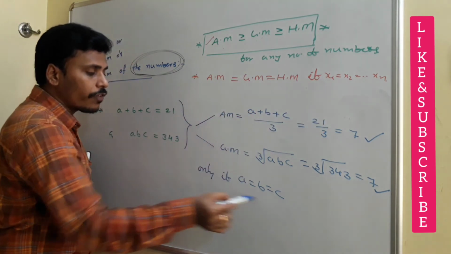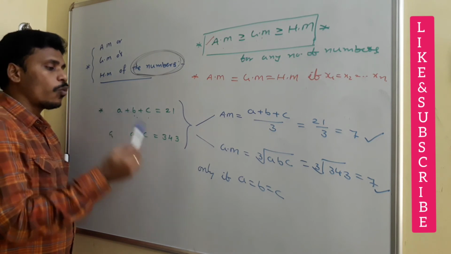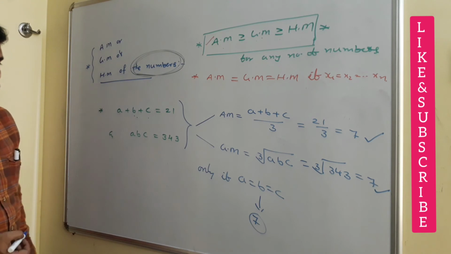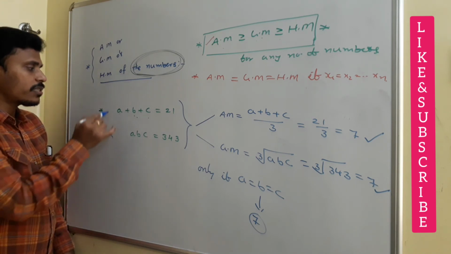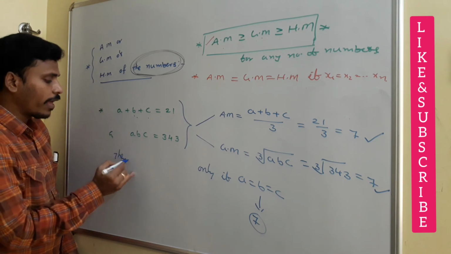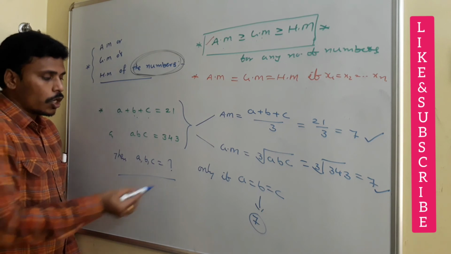Is it right? So if A equals B equals C, then by replacing A, B, C with A only, directly you can conclude that the value is 7. Each value is 7. Is it right? My question is, if A plus B plus C is 21 and ABC is 343, then what can you say about the values of A, B, C? This is my question.